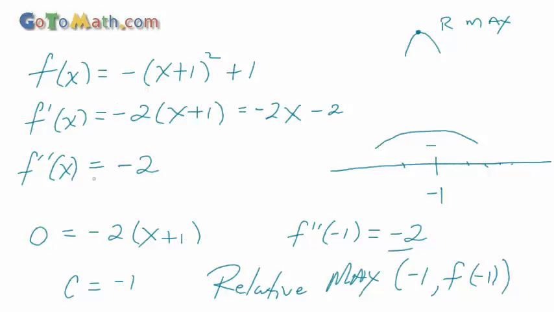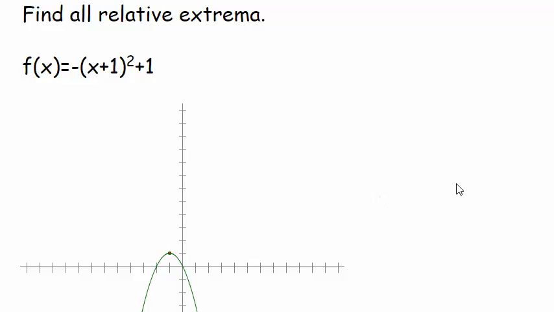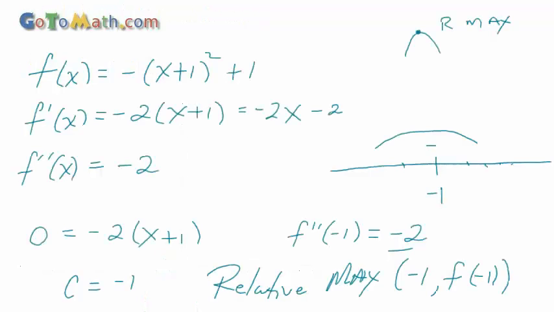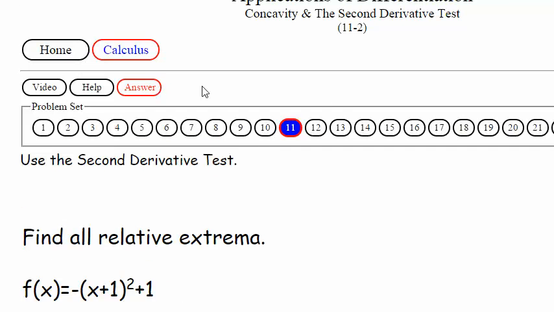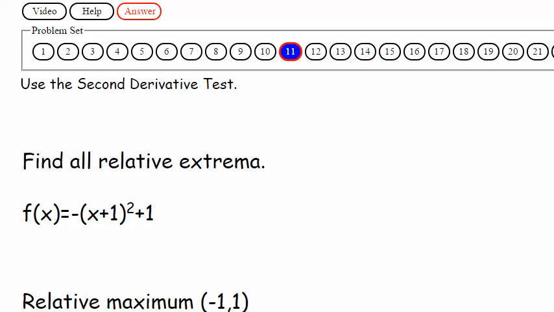If you're down to the second derivative, you need to determine if it's a relative min or max. You can just plug that critical number into the second derivative and you're done, instead of finding all that increasing, decreasing stuff. So we said it was at negative 1, 1, isn't that what we said? Yeah. Let's go up here, make sure the script is all correct. Relative maximum at negative 1, 1.